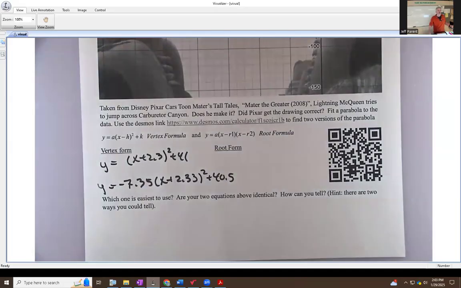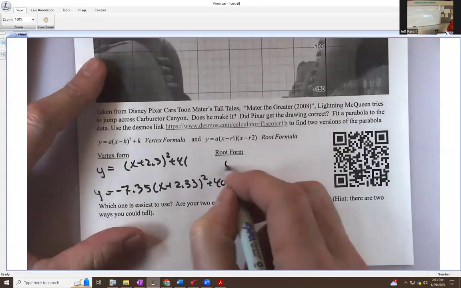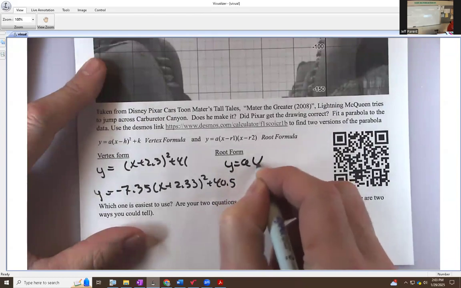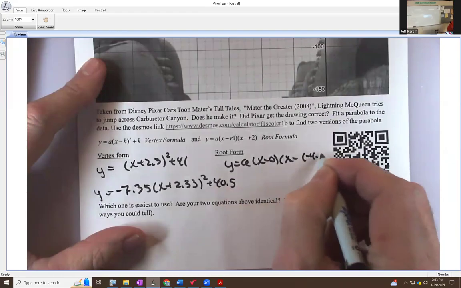Now the root form of the equation, let's take a look back at our graph. Our root form is going to come from these two points, and you just click on them. This one I'm going to mercifully round to the nearest hundredth. So we've got x equals 0 and x equals negative 4.68. It's going to look like this: y equals a times (x minus 0) times (x minus negative 4.68).